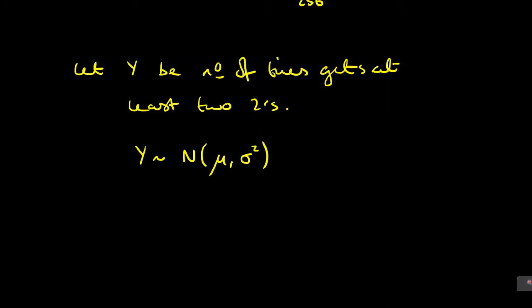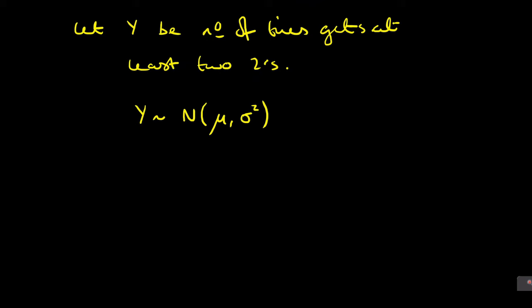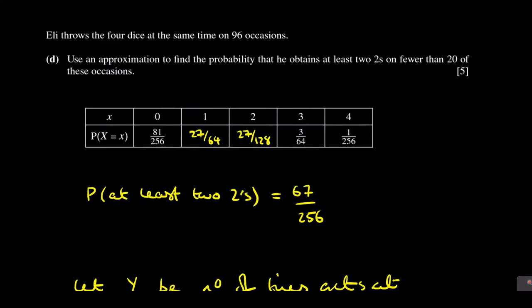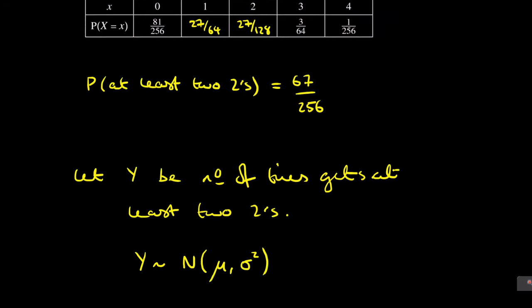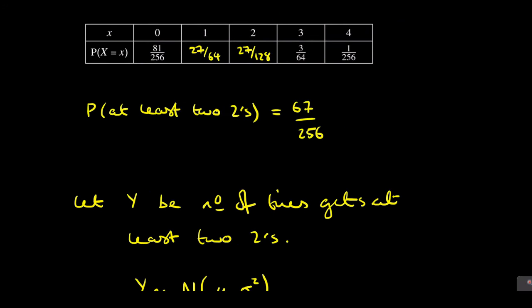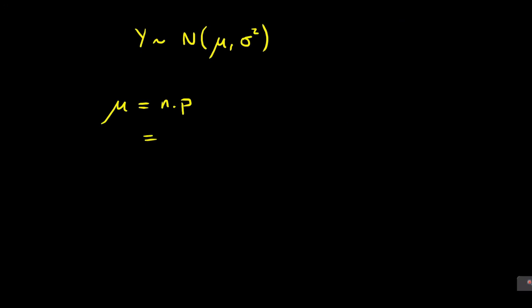Well, how do we get the mean and how do we get the variance from this? Well, the approximation is the mean is equal to n times by p, the number of trials times by the probability of success. So we're going to have n is 96 times by our 67 upon 256. So 96 times by 67 upon 256. If I do that on my calculator, what I get is 25.125.